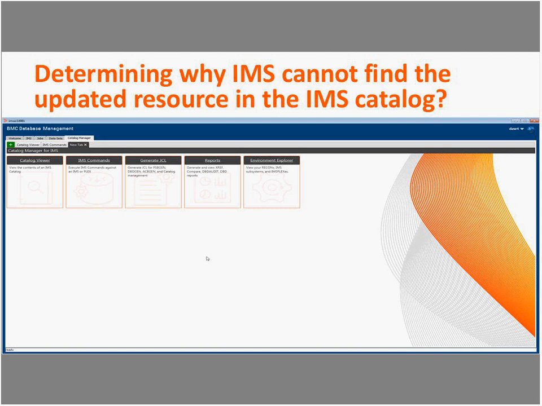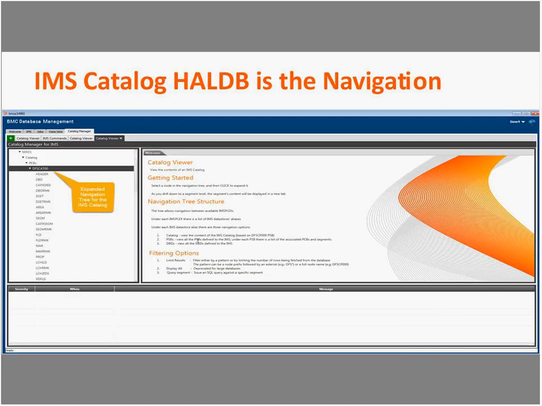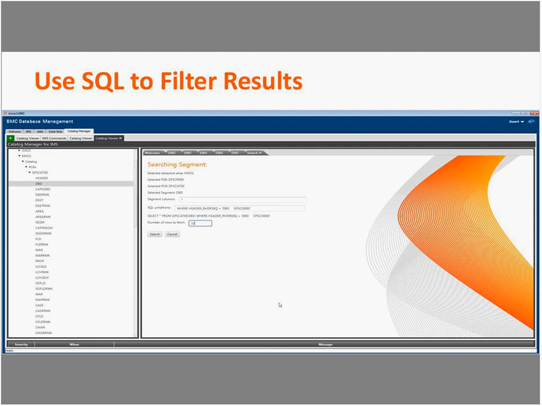Let's use the catalog manager to try and determine if that situation exists or not. We're going to use the catalog viewer first. I'm going to use the navigation tree so I can navigate to the control block, because what I really want to do is make sure that the control block's metadata that's housed in the catalog is in sync with what IMS is actually using. There are individual components to this out-of-sync condition.